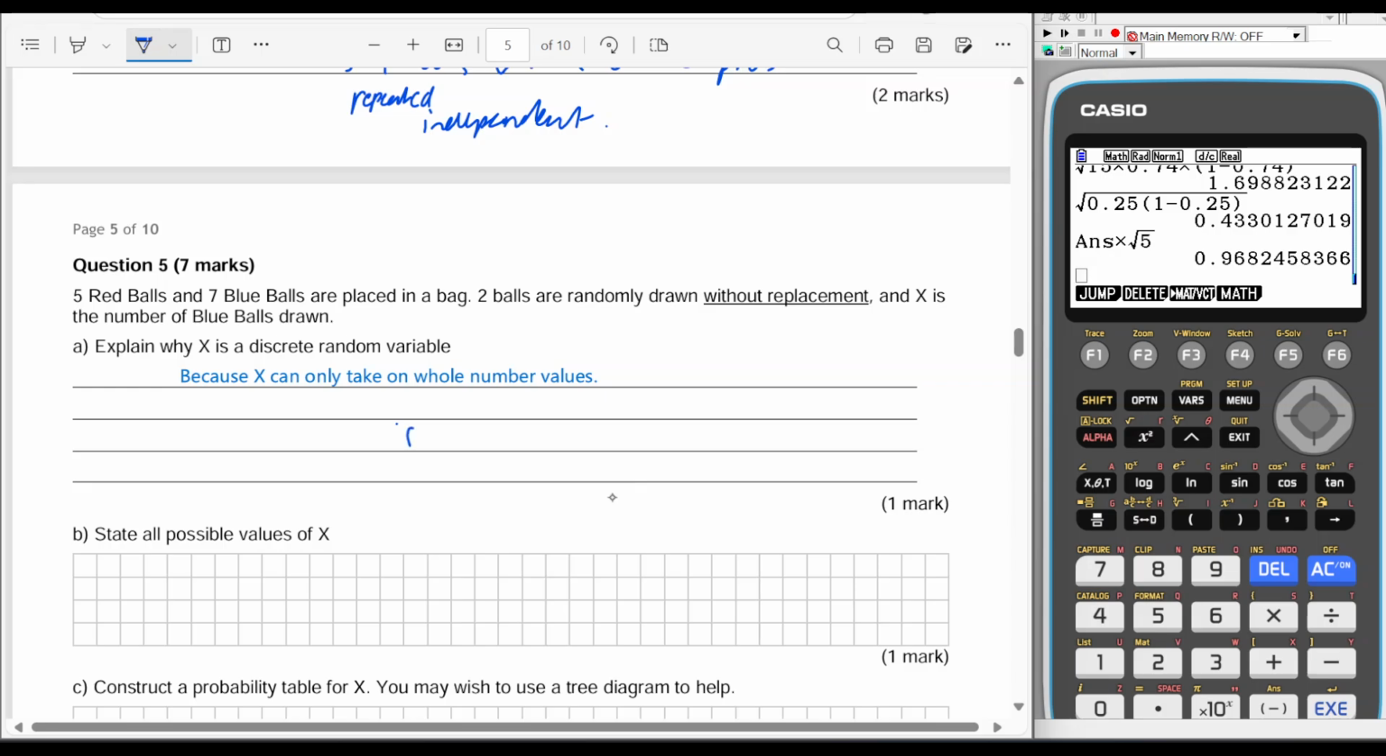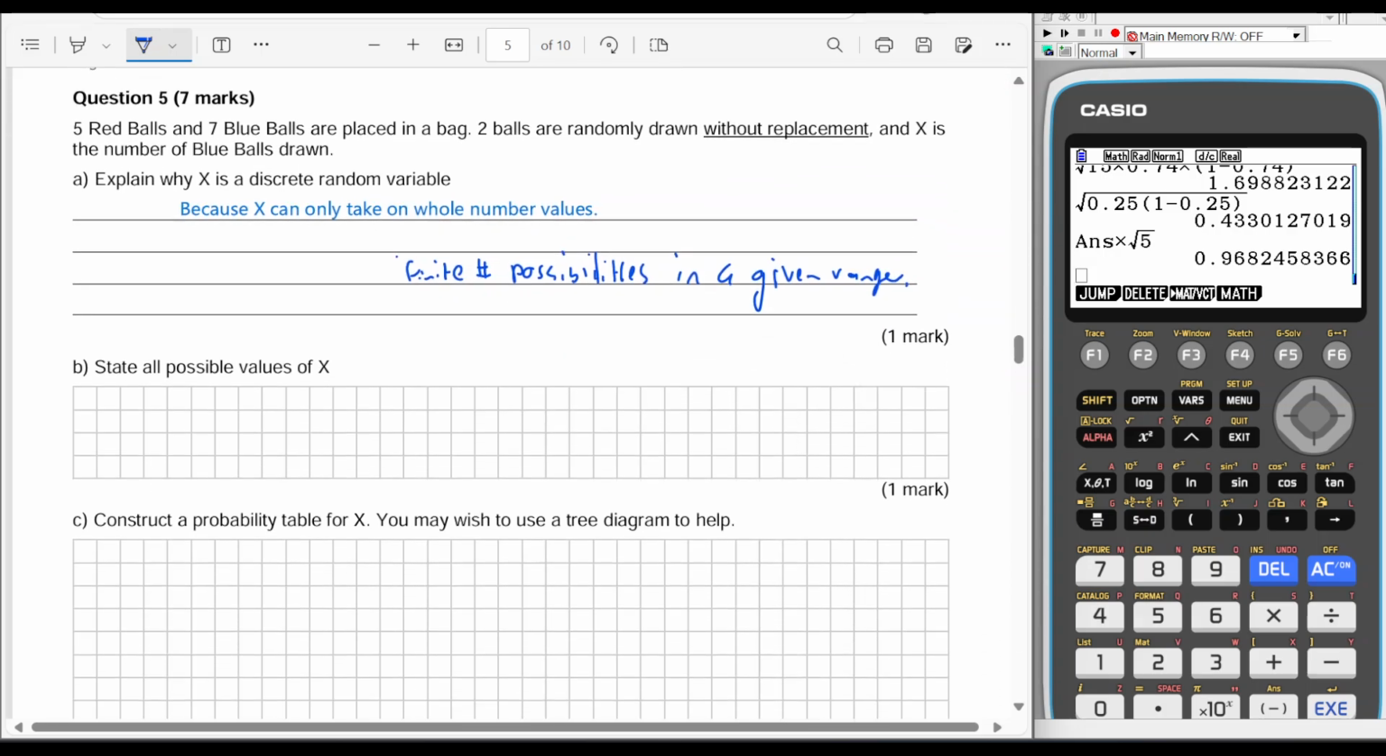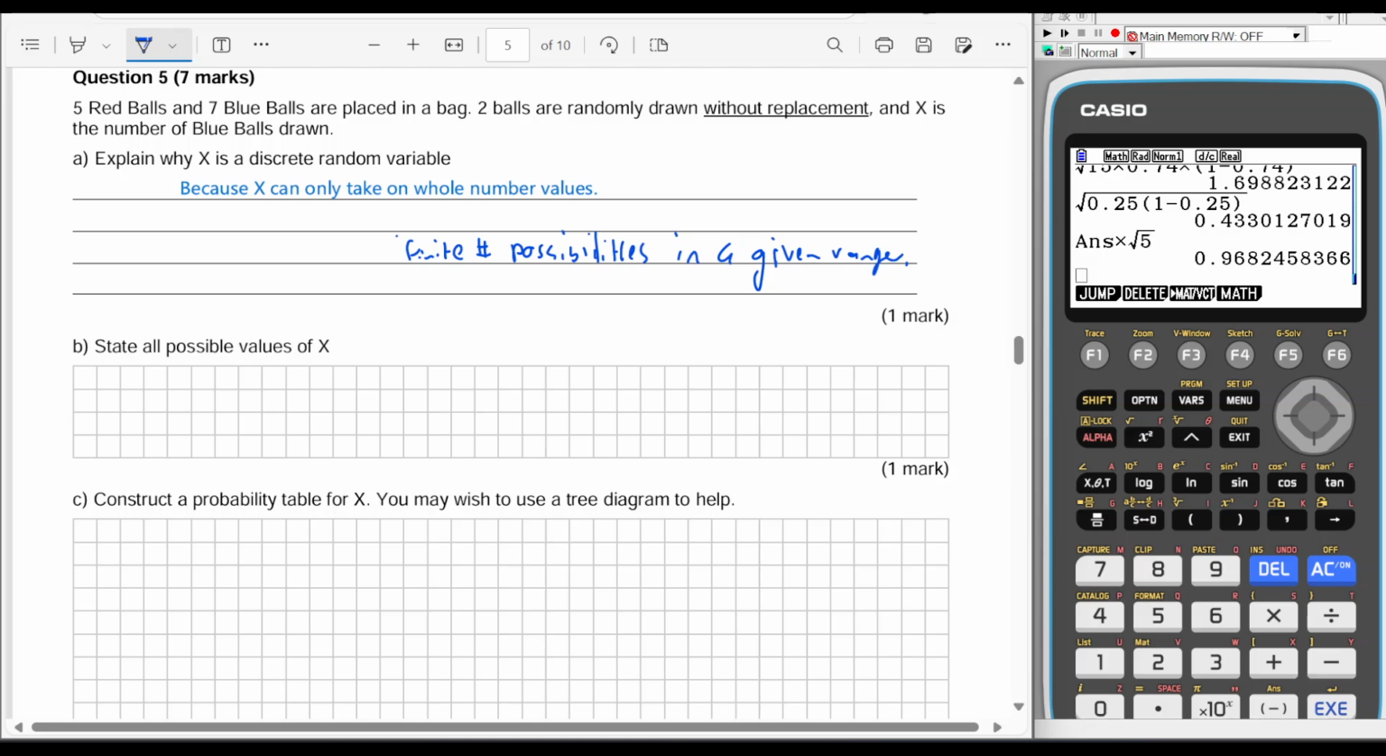So I'm going to go, finite number of possibilities in a given range. That would be more like a formal definition of discrete. If you cut off your range between 2 numbers, you'll only find a finite number of possibilities in there. Whereas if you're measuring heights, anything between like 190 and 210 centimeters, there would be infinitely many possibilities there. That's continuous.